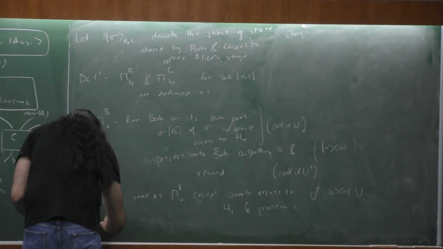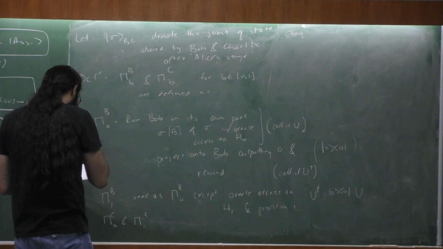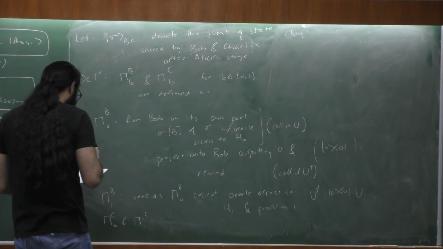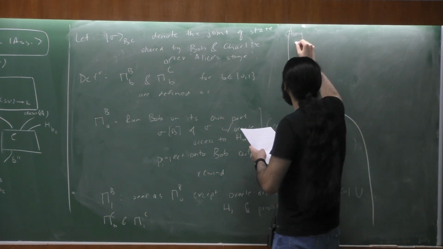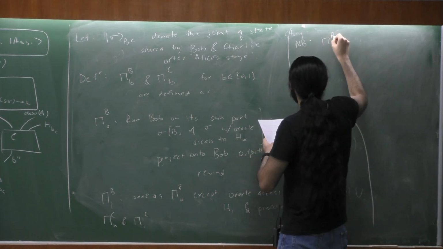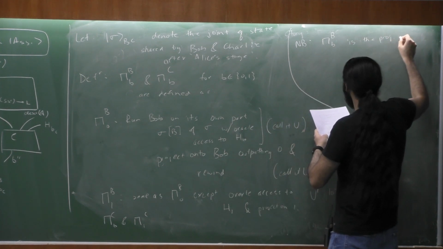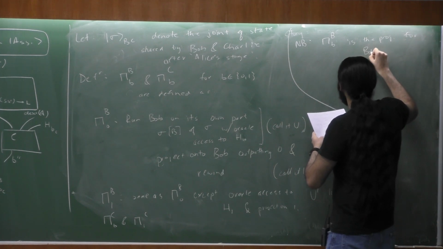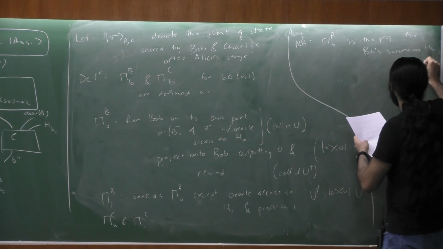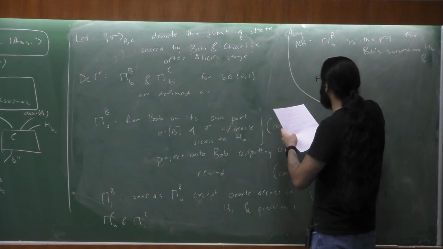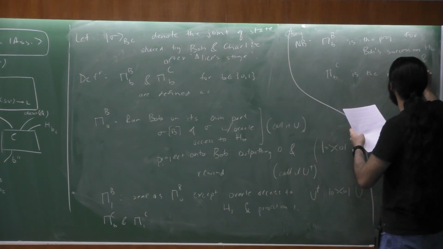So pi 0c and pi 1c are similarly defined for Charlie instead. Okay, so that's fine. And now this is the projector for Bob's success on h, and pi C is the projector for Charlie's success, right?